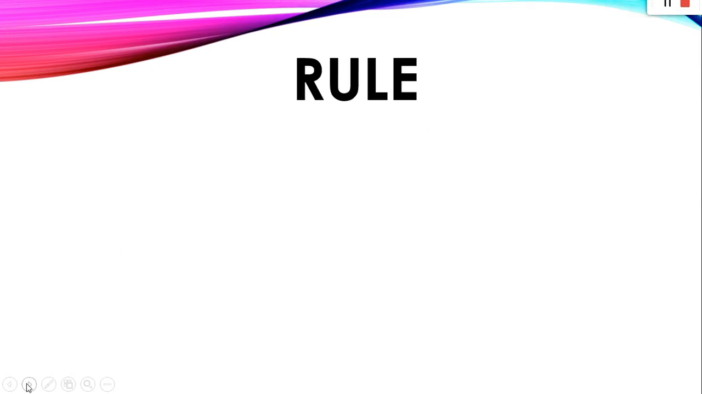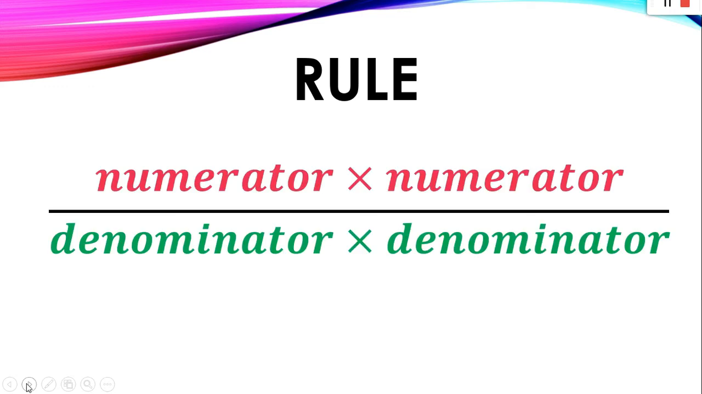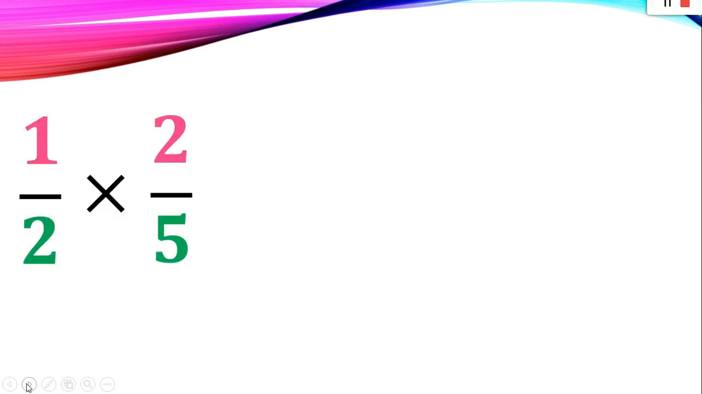Now the rule in multiplying fractions is simple. You need to multiply the numerators, then multiply the denominators. Numerator times numerator over denominator times denominator. Let's take a look at this example. 1/2 times 2/5. Do you remember the rule?